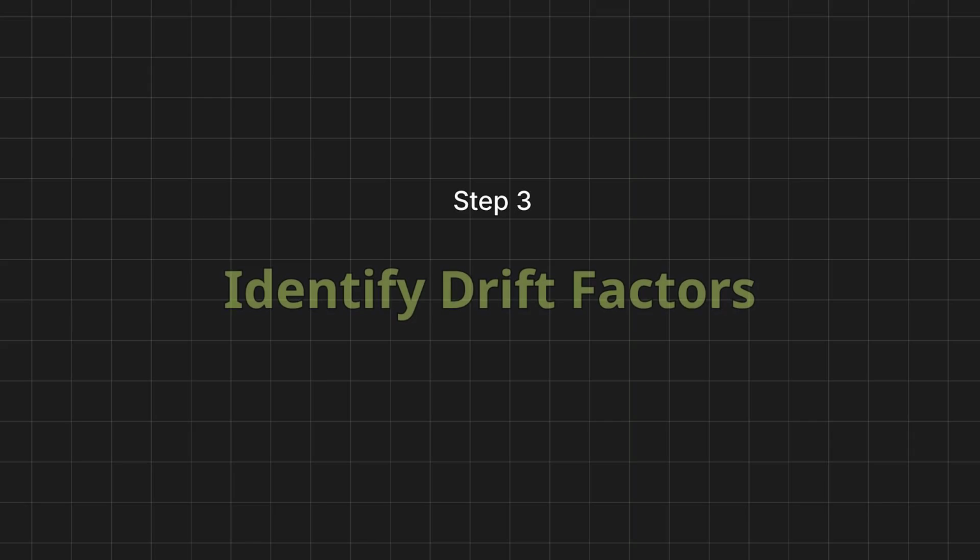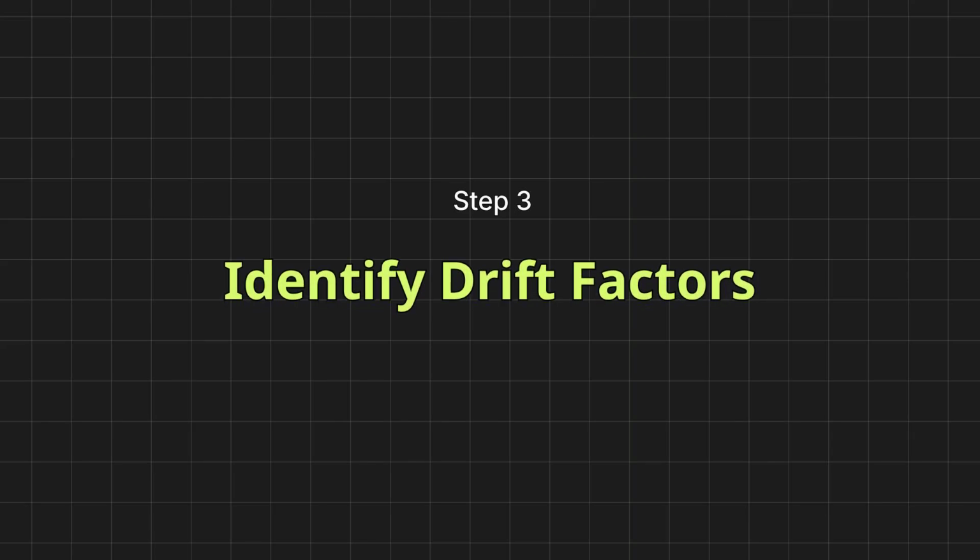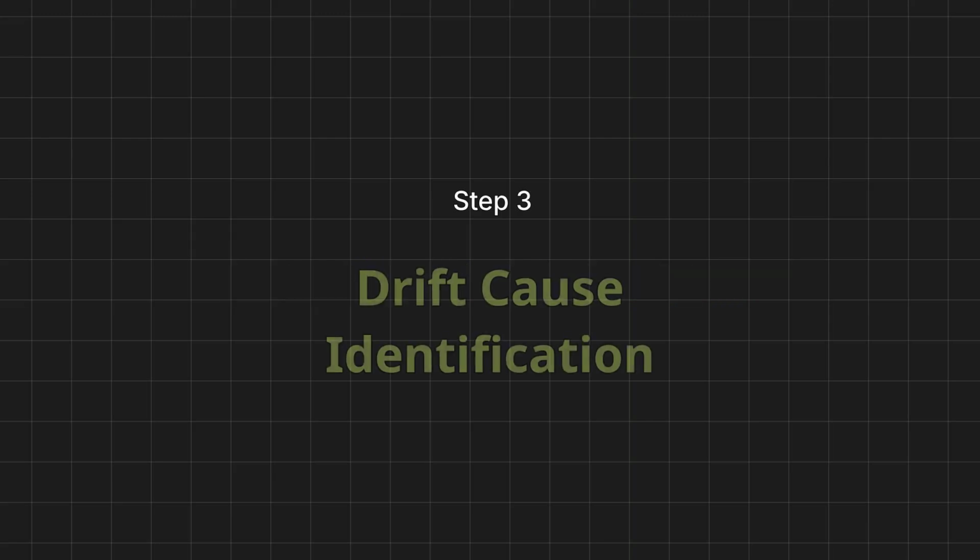Step 3 involves identifying drift factors. This step links project maturity levels to performance deviations. Drift factors represent recurring, high-impact causes of performance shortfalls, such as cost overruns or delays.